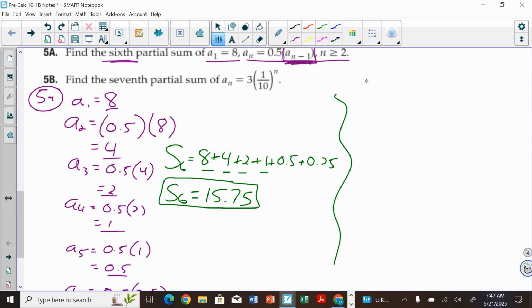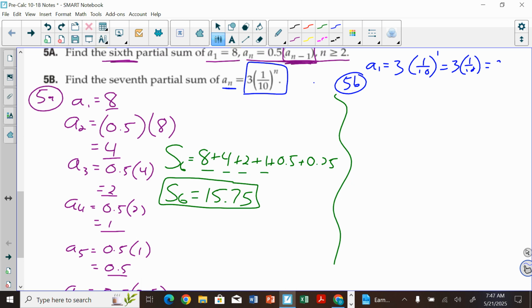All right, let's look at the other one for the 7th term here. So 5b we'll do over here. Okay, so the 7th partial sum. We've got to find the 7 terms of this. So we've got a sub n, and this is our function. We look at the first one here. We're going to go a sub 1 equals 3 times 1 over 10 to the nth power, so to the first power, which is going to be 3 times 1/10, which is going to be 0.3.